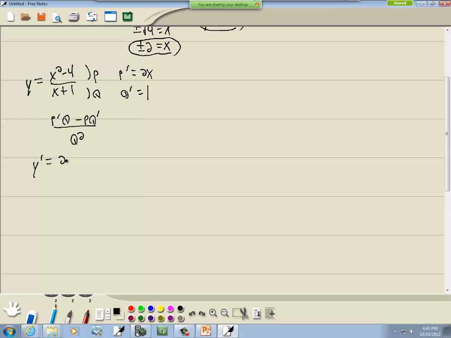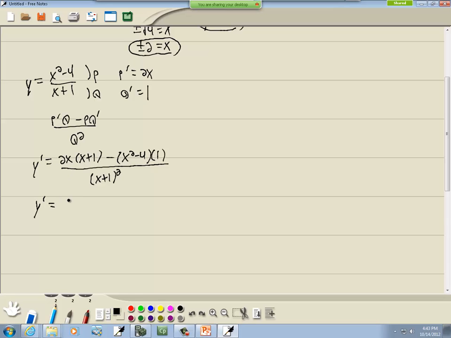P prime was 2x, q is x plus 1, minus p, which was x squared minus 4, times q prime, which is 1, all over q squared, which would be x plus 1 squared. So there's nothing I can factor out of the top, so I'll go ahead and just multiply everything together and combine together like terms and so forth.